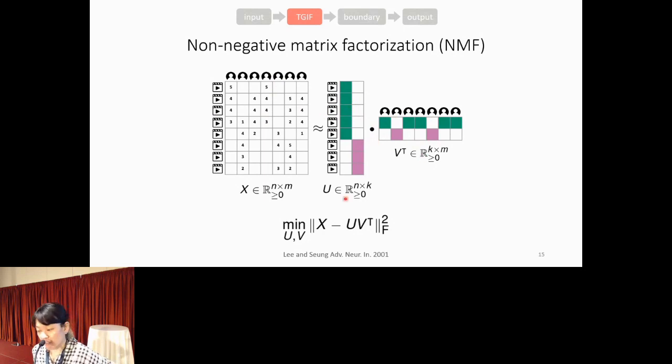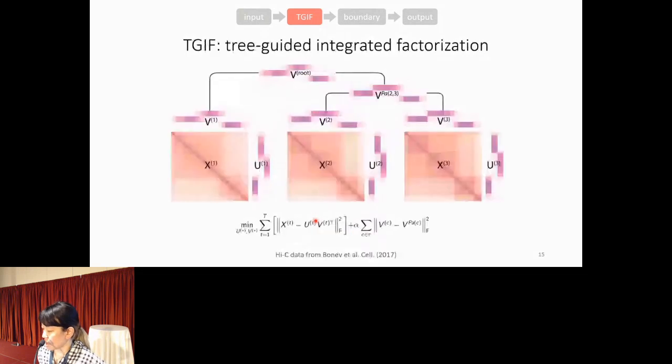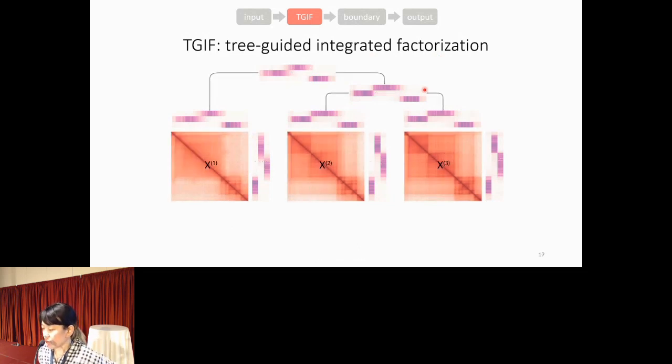Formally, the objective of NMF is to find these two factors, U and V, that when multiplied together will approximate the original matrix X. So we extended this to a multitask framework called TGIF, which stands for Tree-Guided Integrated Factorization, so we can naturally compare across multiple contexts. In this multitask framework, each task corresponds to a biological condition or a cellular state and has its own input Hi-C matrix. For each task t, our goal is to find factors U and V that will approximate X when they're multiplied together, just like in a single task NMF.